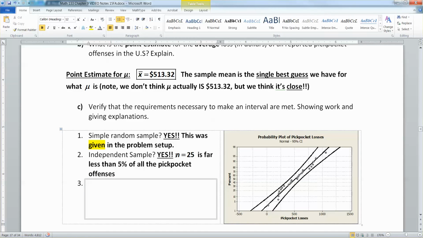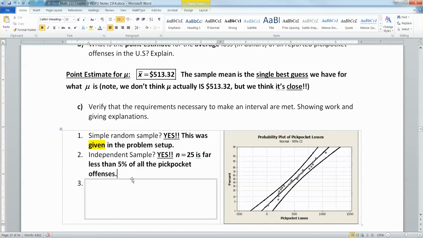Even though it's a small number, even though it's without replacement, it's okay, right? Because it's far, far less than 5% of all the pickpocket offenses. This is kind of a hand wavy thing a little bit. It's a little bit like a magic trick, like ta-da, it is. But we do this a lot because usually our samples are so much less than all the possible population could be. And this population, obviously, there's a lot of pickpocketing going on in large cities, so this is way less than 5% of that. Right, and I realize that's a little bit weird, but that's all we're going to say about it.